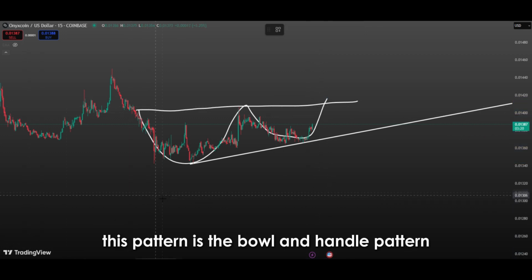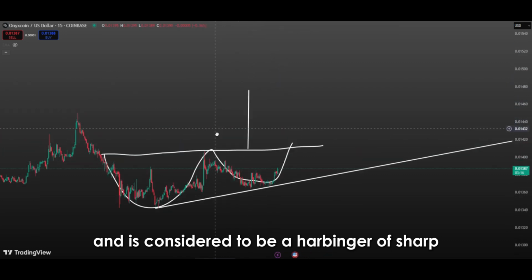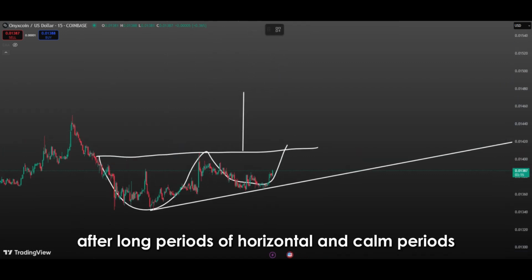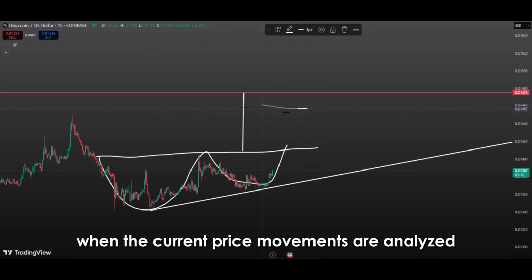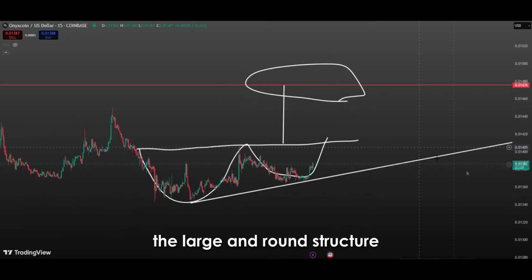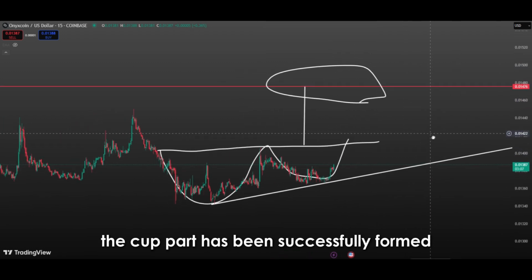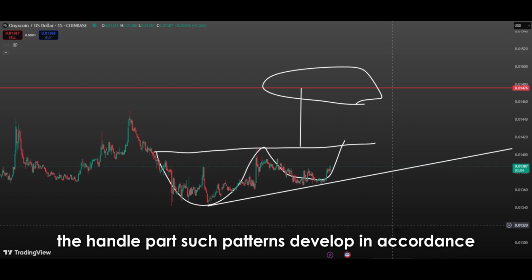This pattern is the cup and handle pattern, which is widely followed by traders, and is considered to be a harbinger of sharp upward movements, especially after long periods of horizontal and calm periods. When the current price movements are analyzed, it is clearly observed that the first and most important part of the pattern, the large and round structure, the cup part, has been successfully formed, and now the price is starting to form the second part, the handle part.